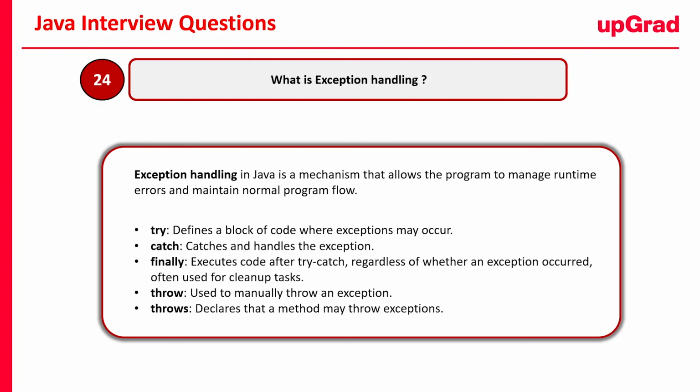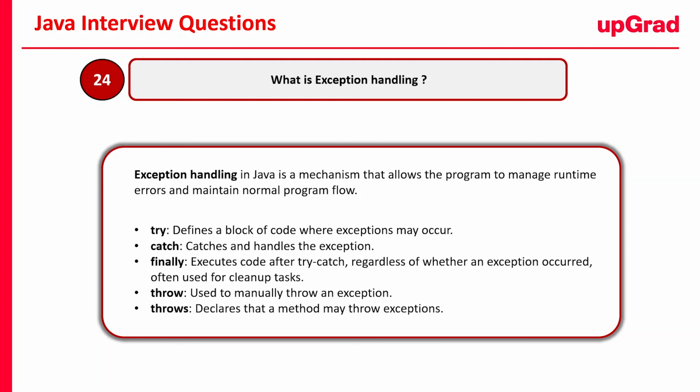Some of the key components of exception handling you can explain further. First is try. The try block defines a block of code where exceptions may occur. Then there is the catch block. This block catches and handles the exception. Then there is finally. This executes code after try-catch regardless of whether an exception occurred, often used for cleanup tasks.